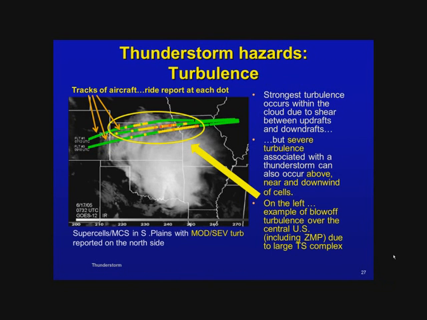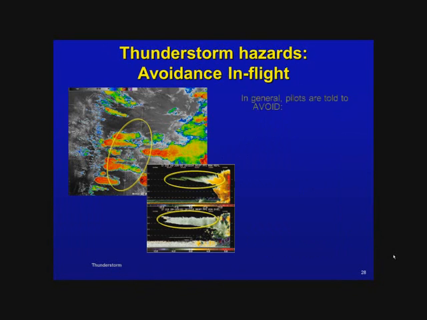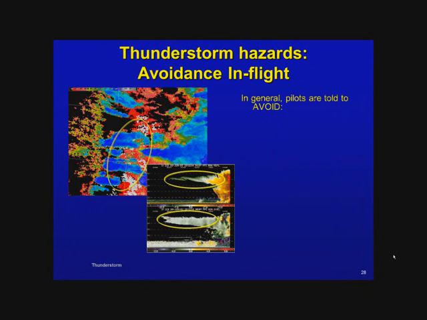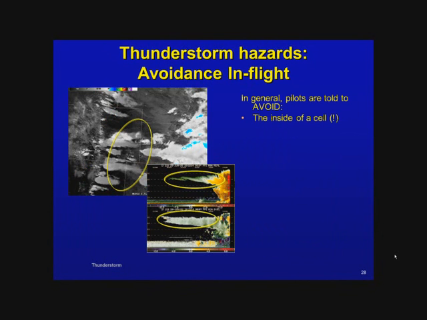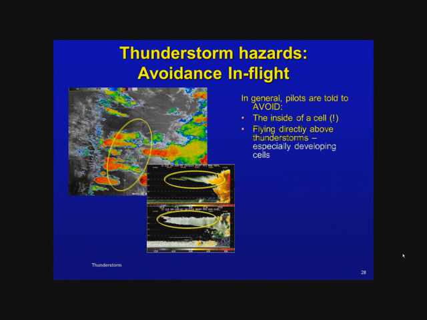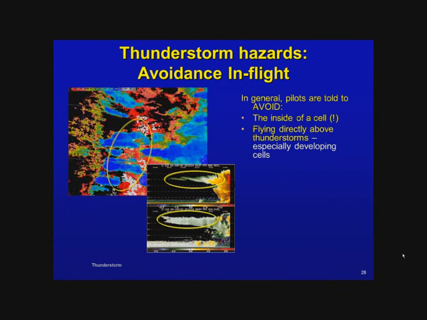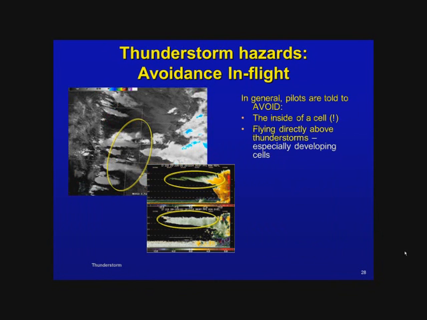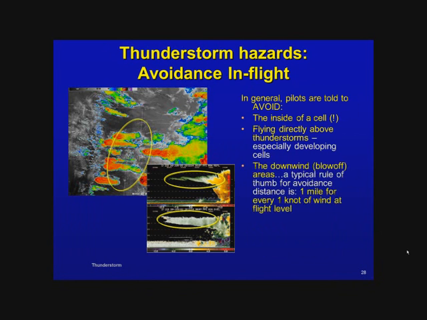What we're seeing here are 3 different aircraft, each flying along the periphery of a thunderstorm, but they're all reporting turbulence, at least moderate turbulence, with a couple reporting moderate to severe turbulence. In general, pilots are told to avoid the inside of a cell, obviously, but also flying directly above thunderstorms, especially developing cells and the downwind areas.